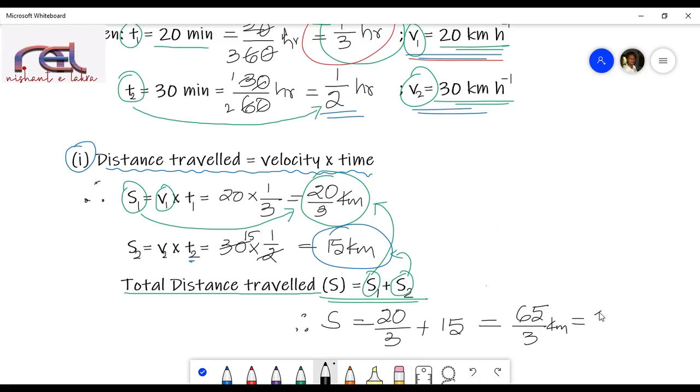Now when we divide 65 by 3, we will get 21.67 kilometer. So this is the total distance, 21.67 kilometer. I hope you have understood this. Now let us solve the second question.